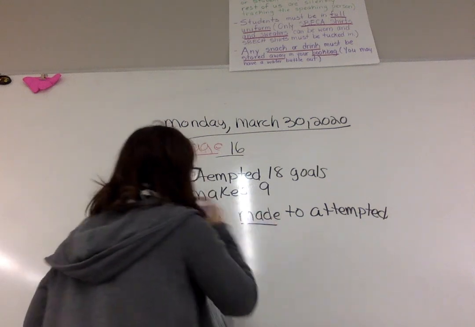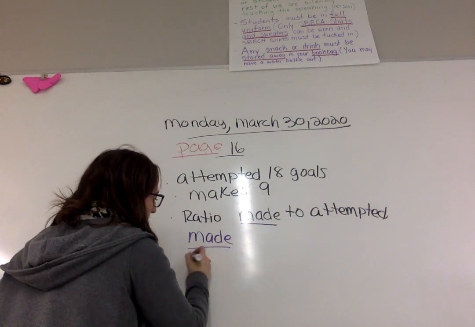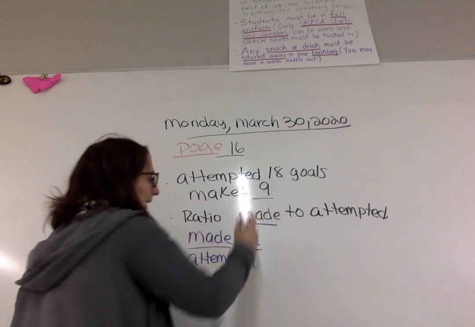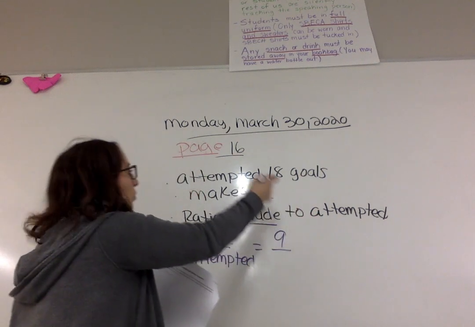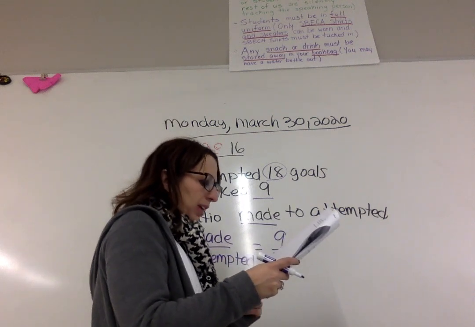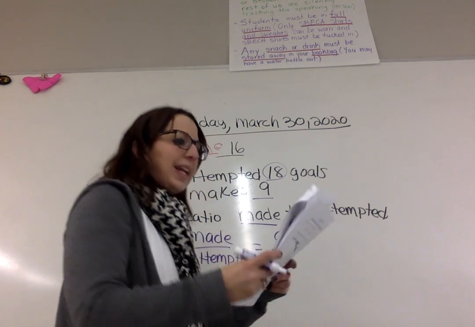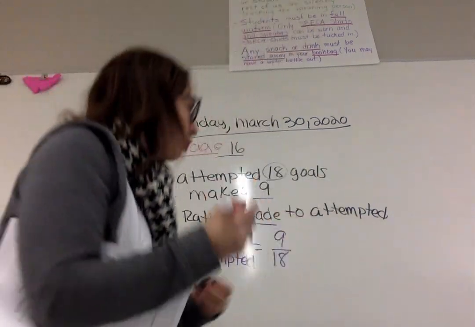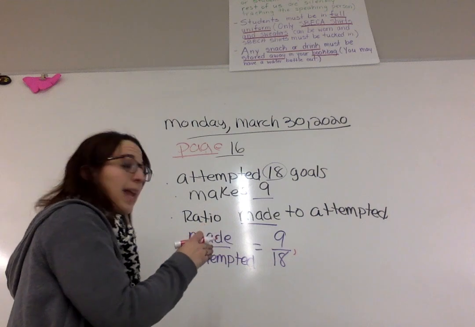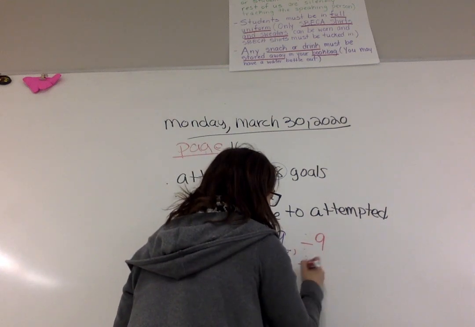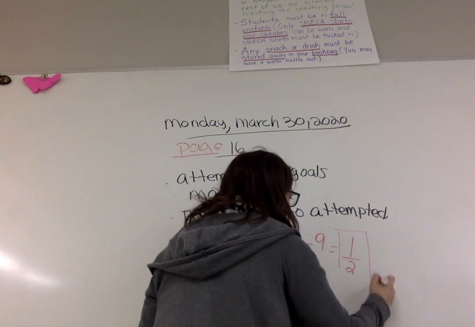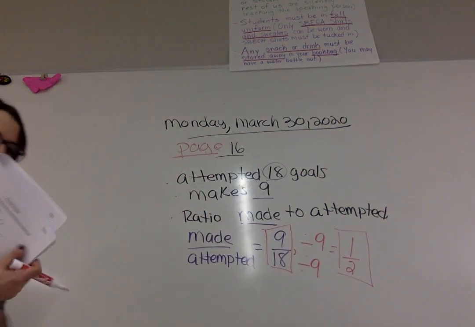Very simple. We're going to write made over attempted. We made 9 out of the attempted, which was 18. So on the bottom, the ratio to describe the number of goals that the player made to the number of goals the player attempted is 9 over 18. Now we have to simplify. The greatest common number that goes into 9 and 18 is 9. So if I divide everything by 9 in one shot, I'm going to get 1/2. So you're going to write the first blank is 9 over 18, and the second blank is 1 over 2.